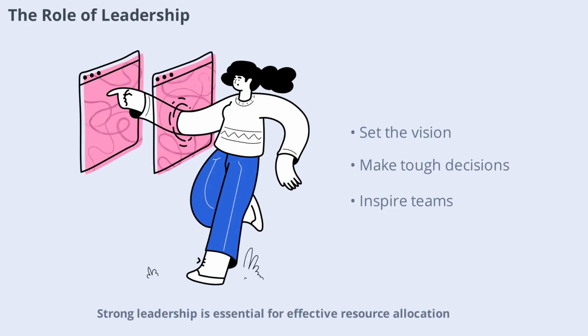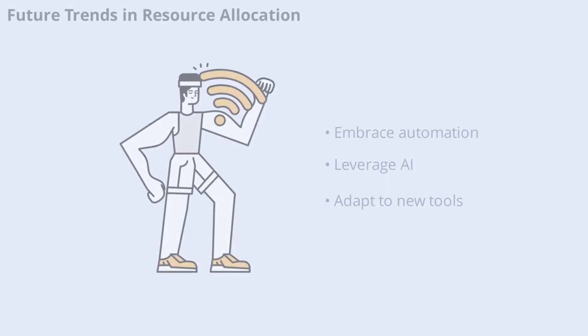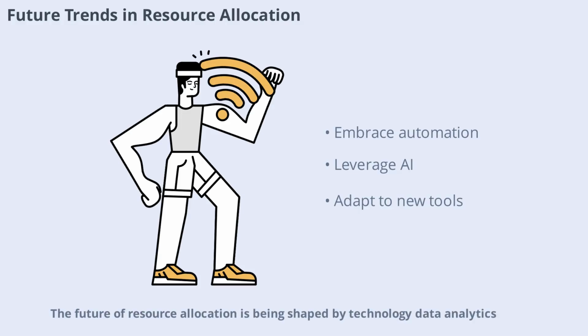Strong leadership is essential for effective resource allocation. Leaders set the vision, make tough decisions, and inspire their teams to achieve project goals. By modeling good allocation practices and supporting their teams, leaders create an environment where resources are used wisely and projects succeed.